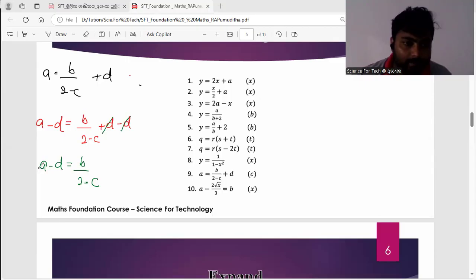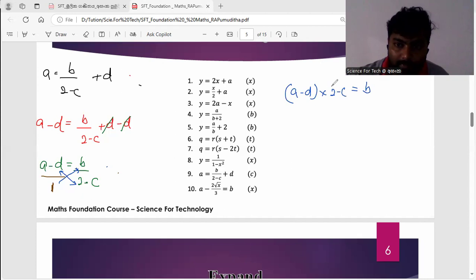Okay, then this is a fraction, no? There is 1 as the denominator in here. Then I can do the cross multiplication. So what I'm going to do is I multiply this b by 1. That means the answer is the same, is b. Then a minus d multiplied by 2 minus c.